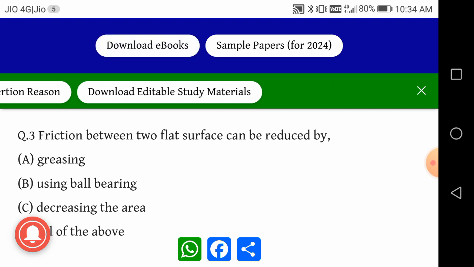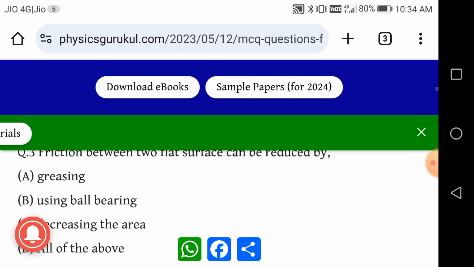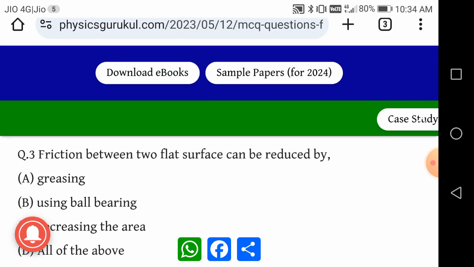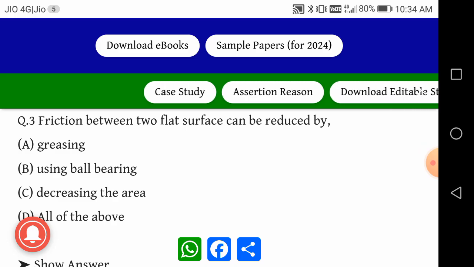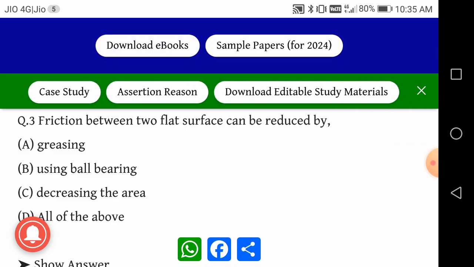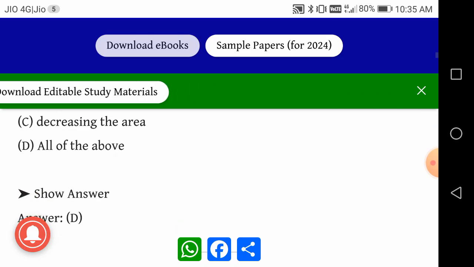Friction between two flat surfaces can be reduced by, it is reduced by all of the above. By greasing, using the ball bearing. Ball bearings have rolling contact, so will have less friction. Decreasing the area of contact, because friction force depends upon it, and that means all of the above.